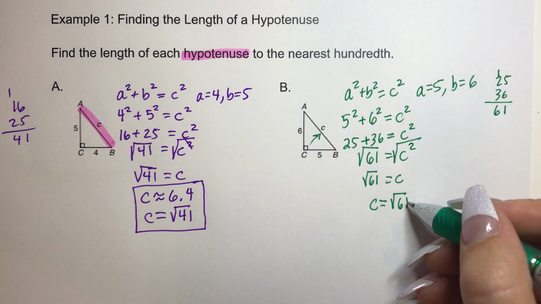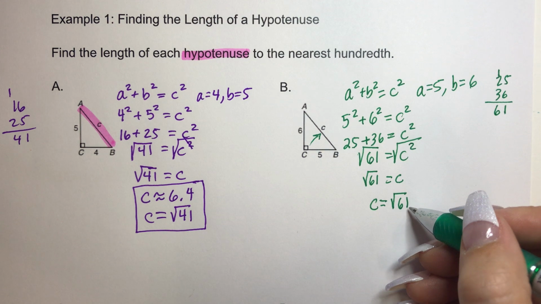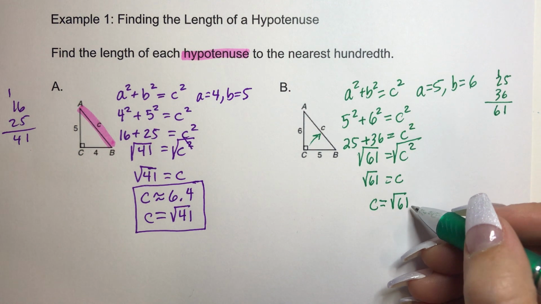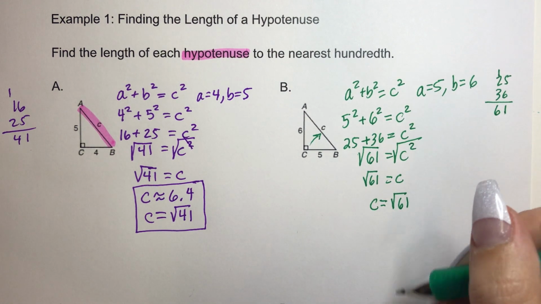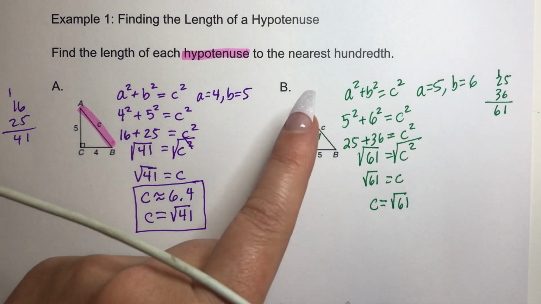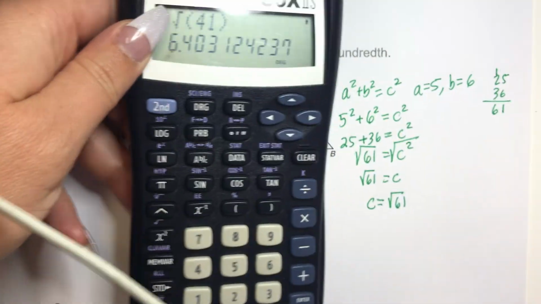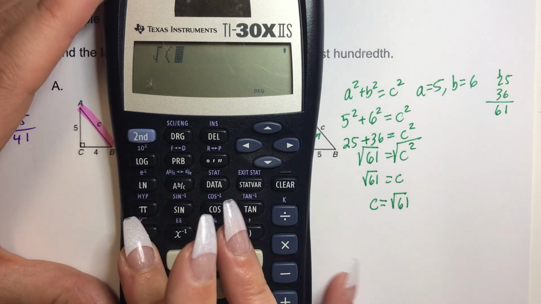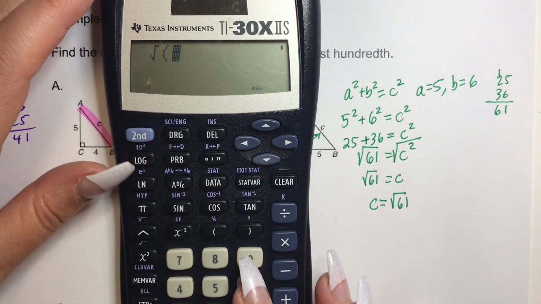What is an estimate of this number? Well, we know it's between 49 and 64. So it would be 7 point something, probably 7.8, because it's really close to 64. But it says to round to the nearest hundredth, so I'm going to go ahead and use the calculator to figure that out. My guess would be 7.8. Let's see.